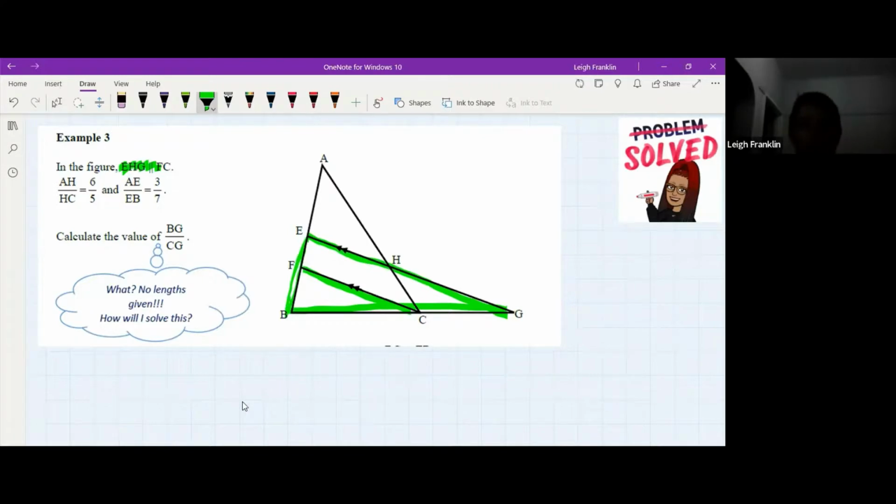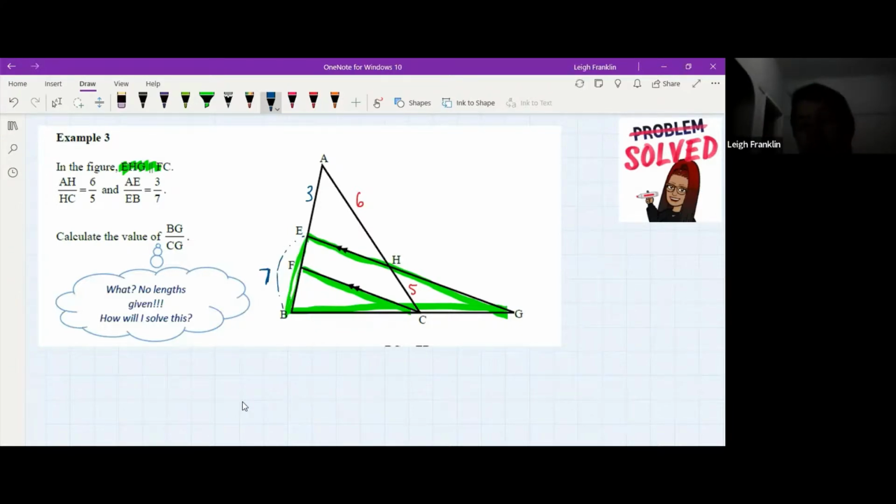All right, they've also told us that AH is 6 is to HC is 5. And they've told us, let's change our color, that AE is 3 is to EB. So that's this whole bit over there is 7. Okay. Now, they've asked us to calculate the length of BG over CG. Okay, so no lengths are given. They've only given us ratios in this particular case.